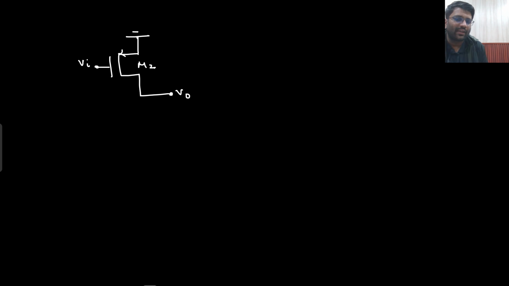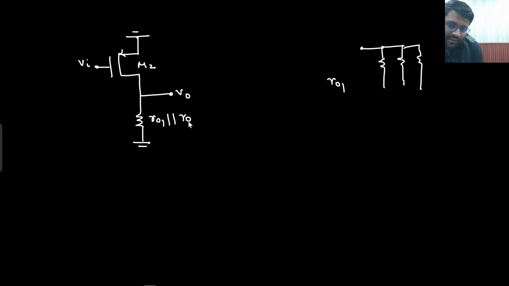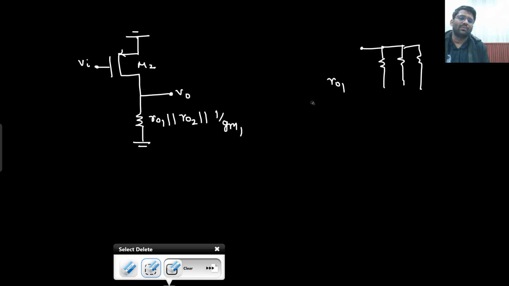Now from V0 to ground, I see R01, I see R02, and I see 1 by gm1 as well. That means all are coming in parallel. So effectively you can say that from V0 to ground I see R01 parallel with R02 parallel with 1 by gm1. Say yes or no. This is what we see.